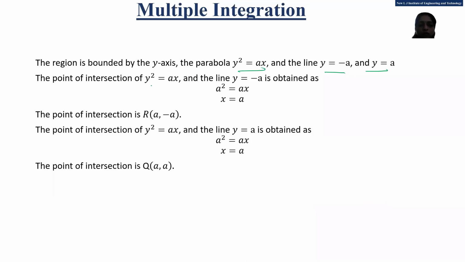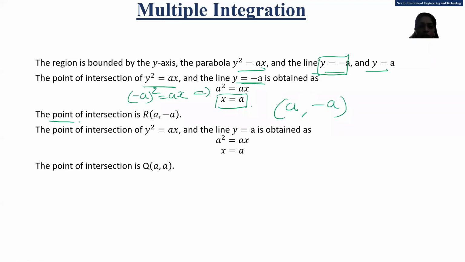So, the point of intersection: y square is equal to ax and y equal to minus a. If I substitute here, minus a square is equal to ax. So, minus a square is what? a square is equal to ax. If I cancel a from both sides, x equal to a. So, if I take y equal to minus a, then x equal to a. So my first point is x equal to a and y equal to minus a. So the point of intersection is (a, minus a).